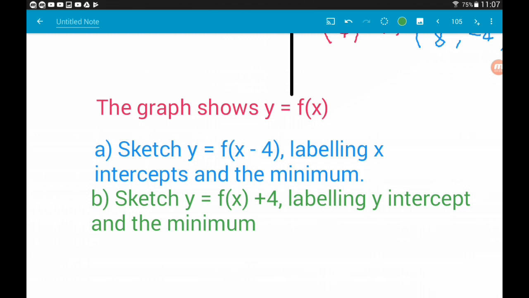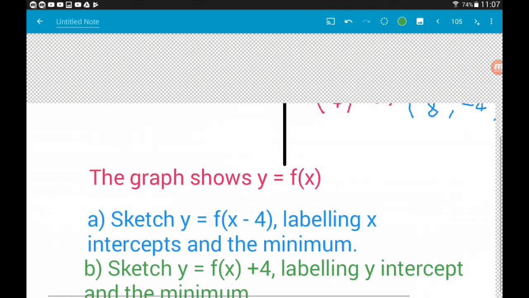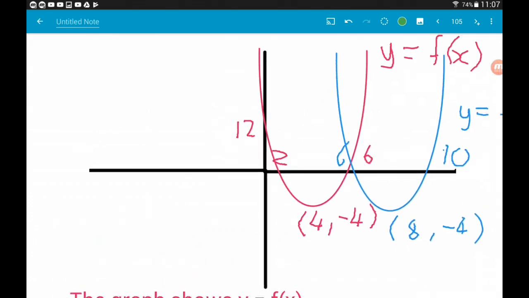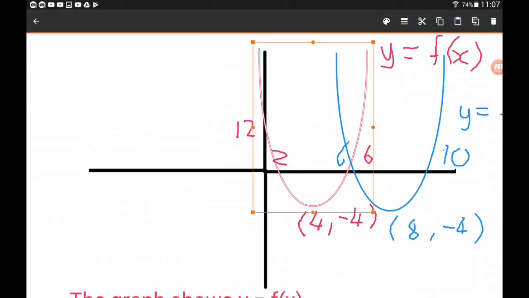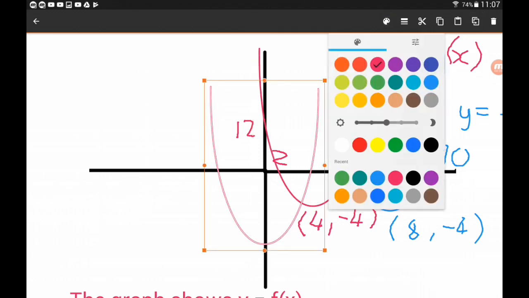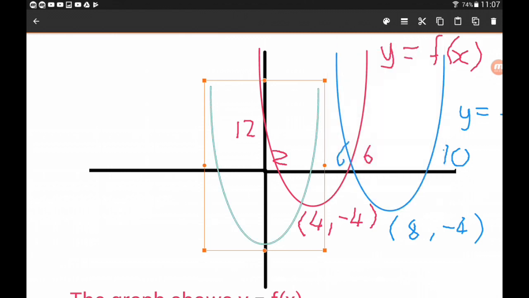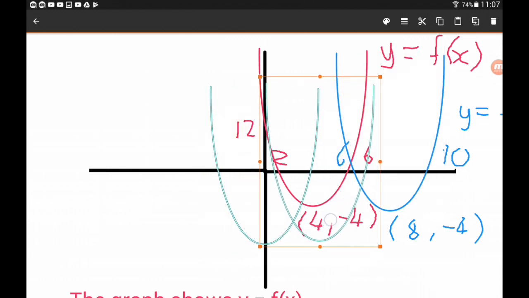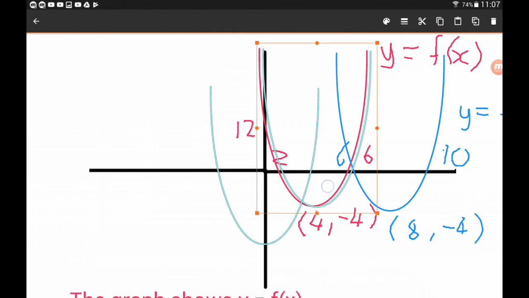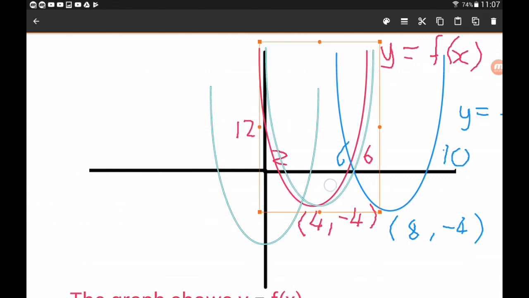Okay, then part B wants us to sketch f of x plus 4. So this time the 4 is not inside the bracket, it's completely separate from the function, so this is a y translation. Positive 4 moves us 4 places up. So here we want to label the y-intercept and the minimum. Let's copy that, make it green.